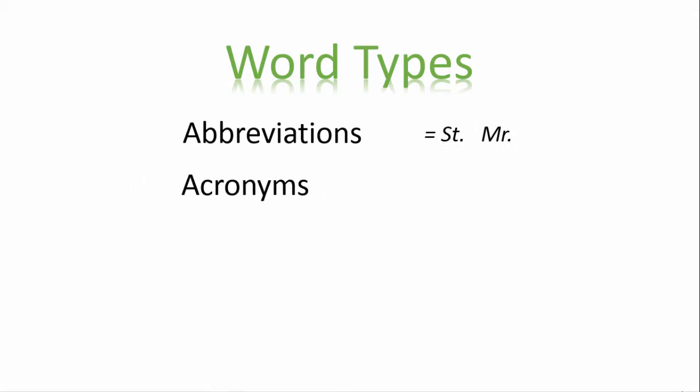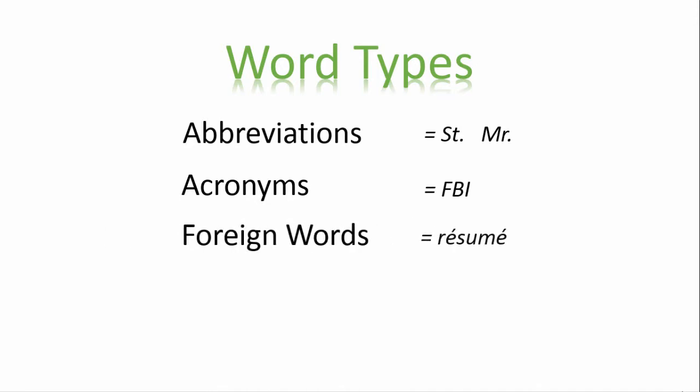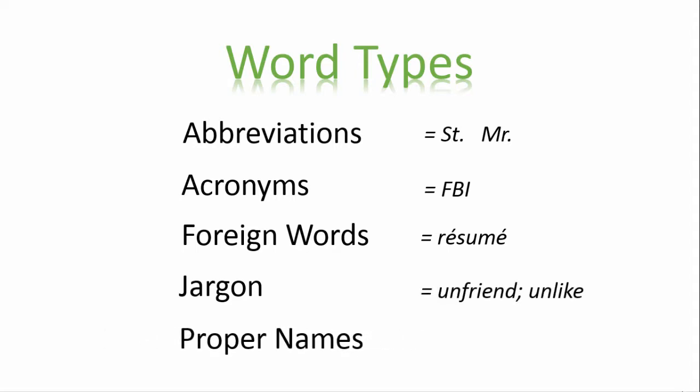There's a third tool we can use to acquire new words, our knowledge of word types. We discussed 5 types of words that may be unfamiliar to us while reading. These are abbreviations such as street and Mr., acronyms such as FBI, foreign words such as resume, jargon, if we're talking about Facebook, unfriend, unlike, and proper names, such as Paris, France. Identifying these word types can make an unfamiliar word more familiar to us.